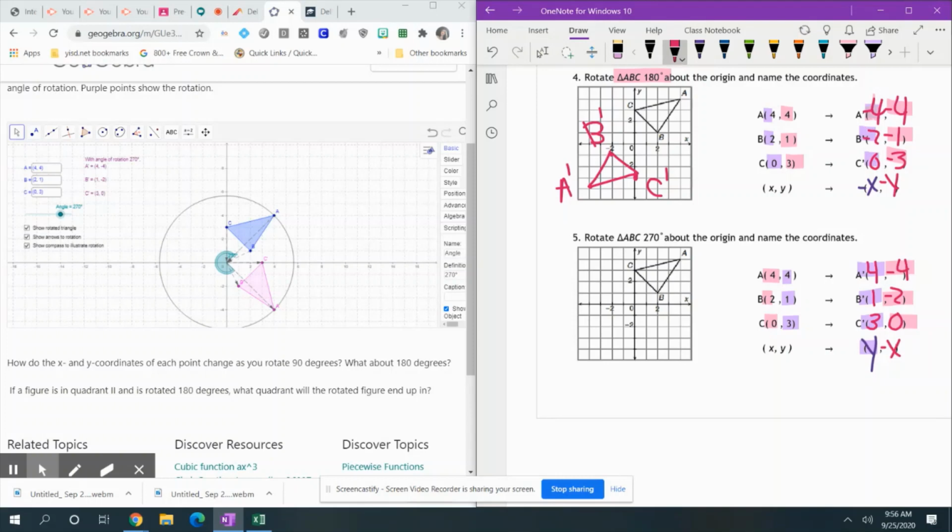So we have (4, -4), (1, -2), B prime, and then C prime is (3, 0).